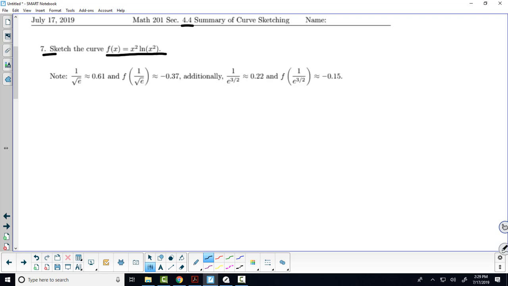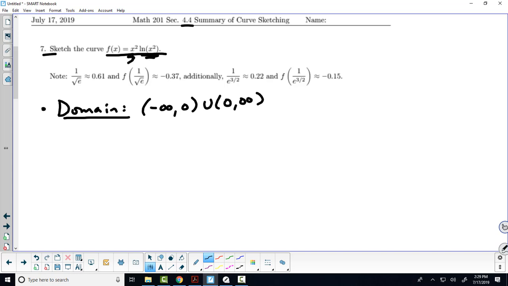So, running through our steps, the first thing we want to identify is the domain. And what's the domain of this function? It goes from -infinity to 0, union with 0 to infinity. The x squared factor is defined for all real numbers. The natural log expression is only defined for positive values. Well, x squared is certainly positive for everything except for x equals 0. So this is defined for all real numbers except for when x equals 0.